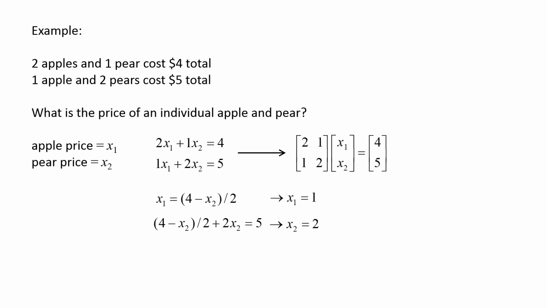It did not take us very long to solve this problem through direct substitution, but what if there were 50 food items instead of just 2? We would need 50 equations to solve for the 50 unknowns, and it would take quite a long time to find a solution through this method.